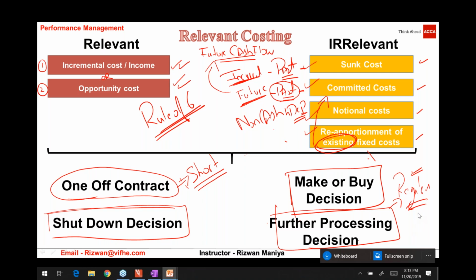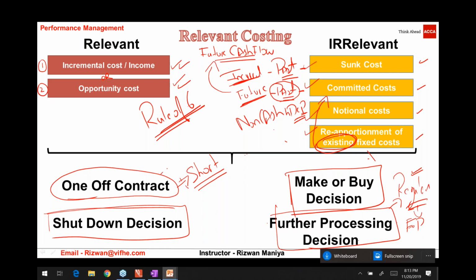If the company wants to make this high octane by further processing, the decision would be whether to sell the product as regular petrol, or further process it, make it high octane, and sell it after that. So the decision making is whether we should sell this as regular petrol, or as a high octane petrol by further processing it. In that, again, we use relevant costing principles. So the rule of 6 is used for these different situations.